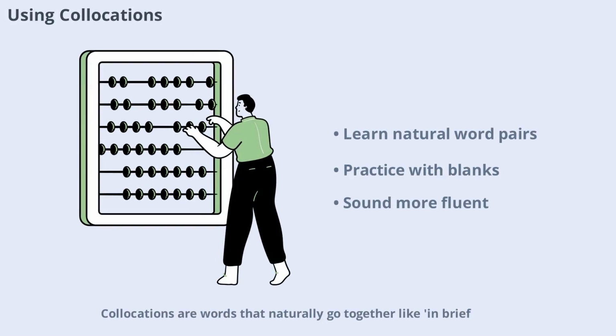Collocations are words that naturally go together, like in brief, peel a banana, or board a flight. Learning common collocations helps your writing sound more fluent and native-like. Practice filling in blanks with the correct word to build your confidence.